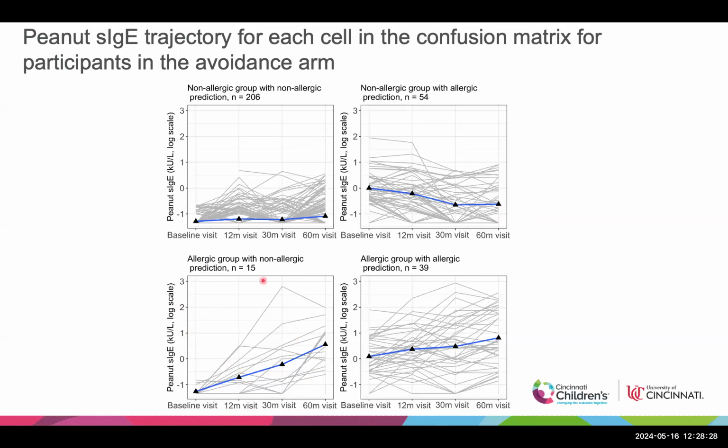Similarly, the false negatives are the allergic group with a non-allergic prediction. Down here, they had really low baseline values, but they really increased up to 60 months of age. At this point is where they were determined to be allergic. Again, the model only saw the baseline variables, but this helped us understand why our model may have misclassified them.